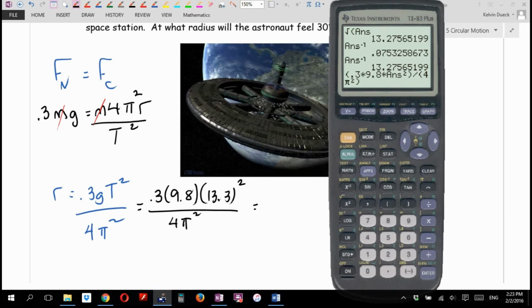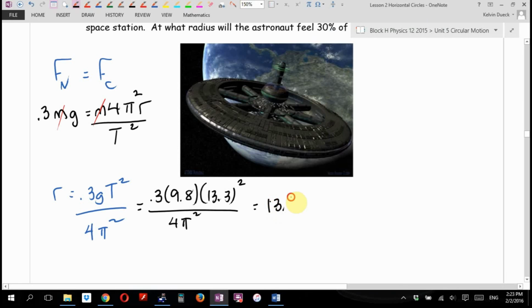By the way, I know the answer is going to be less than 35 meters because that was the radius on the outside. So there is a built-in error check. If I get an answer bigger than 35, I've messed up. Oh, 13.1 meters. 13.125, 13.1. Keep climbing, you'll feel lighter.